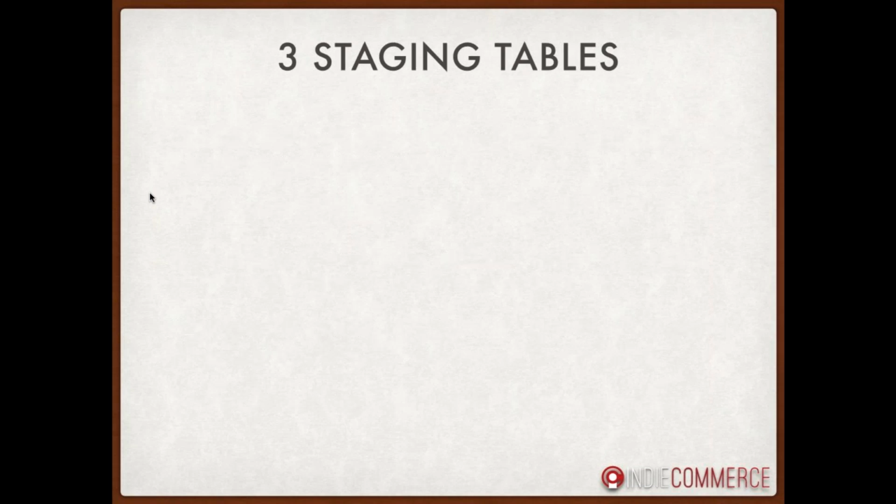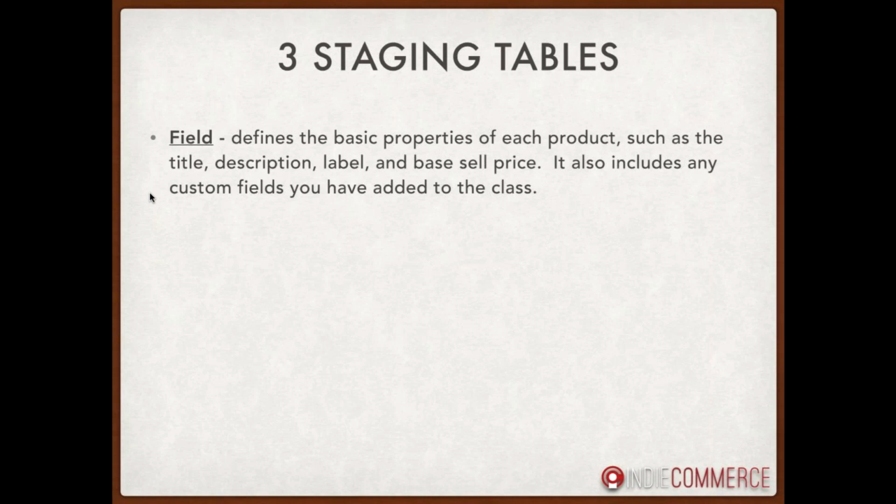As I mentioned, there are 3 staging tables. The first and most important one is what we call the field table. The field table defines the basic properties of each product. That includes the title, the description, the SKU, and the basic sell price of the product. This table is also going to include any custom fields that you have added to that product class.